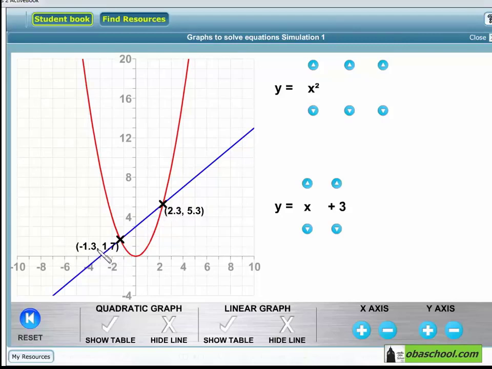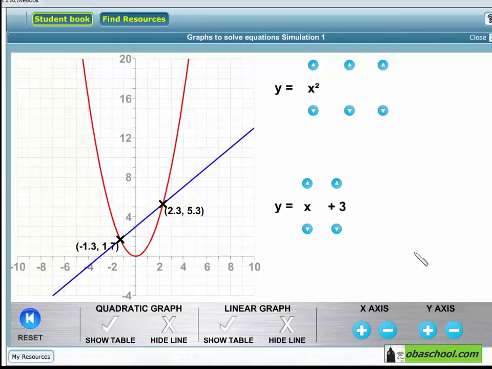We observe that we get exactly the points of intersection between the two graphs. We note that the first point of intersection is minus 1.3, which is the approximate solution that we have deduced. Also, 2.3 was the second solution.